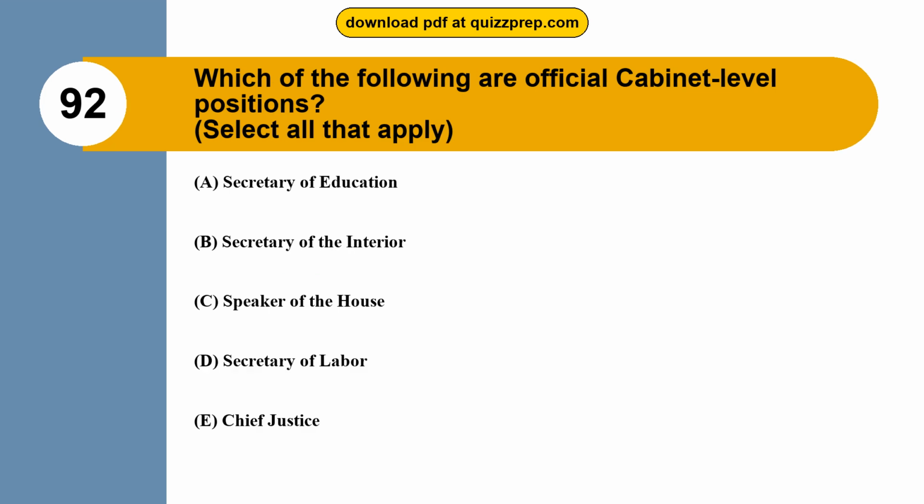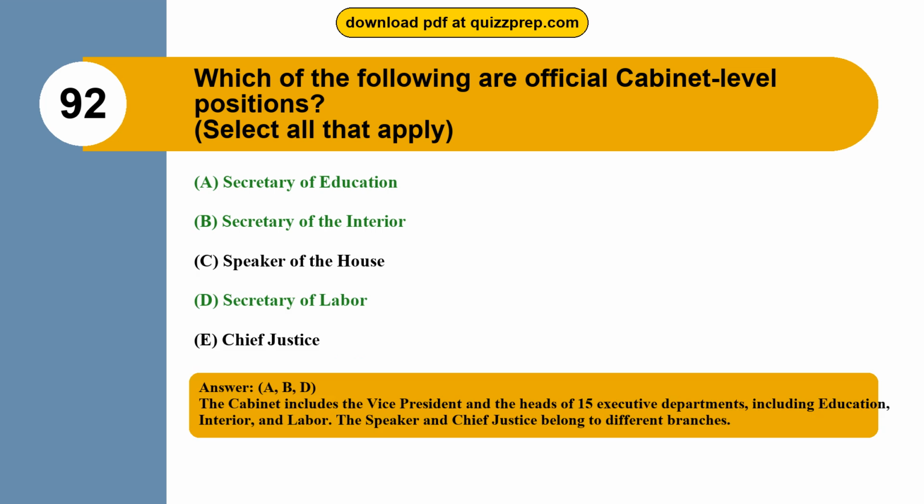Question 92. Which of the following are official cabinet-level positions? Option A, Secretary of Education. Option B, Secretary of the Interior. Option C, Speaker of the House. Option D, Secretary of Labor. Option E, Chief Justice. The correct answers are options A and B and D. Secretary of Education, Secretary of the Interior, Secretary of Labor. The cabinet includes the vice president and the heads of 15 executive departments, including education, interior, and labor. The speaker and chief justice belong to different branches.